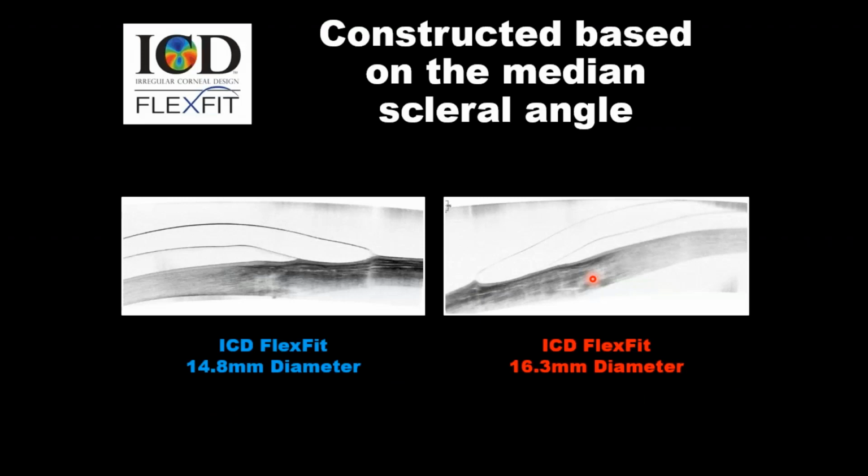Now the ICD Flex Fit has two diameters, a 14.8 and a 16.3. The smaller is used when you have smaller eyes and less asymmetry, the larger being your go-to, generally the first lens you choose. Both of those lenses were constructed assuming the middle of the bell curve, that 38 degrees. So the standard trial lenses should work very frequently without modifications when you're dealing with the middle of the bell curve in eye shape and scleral angle.